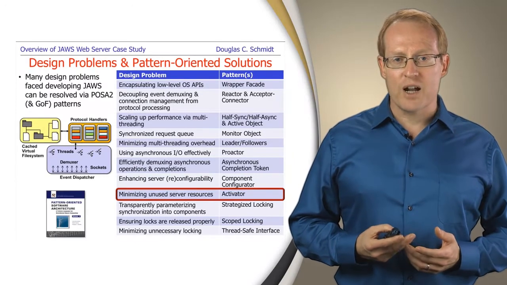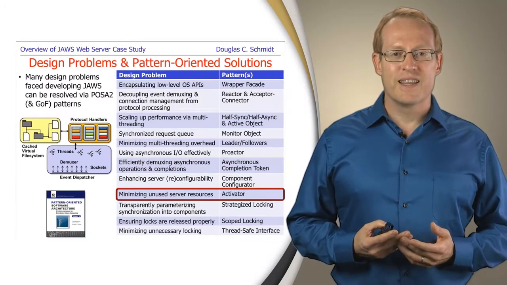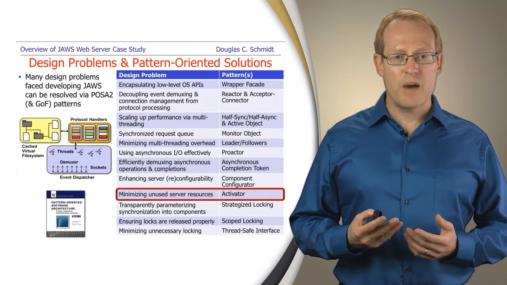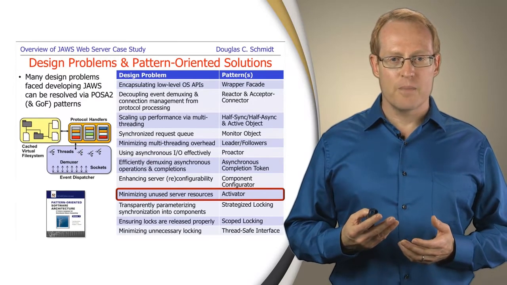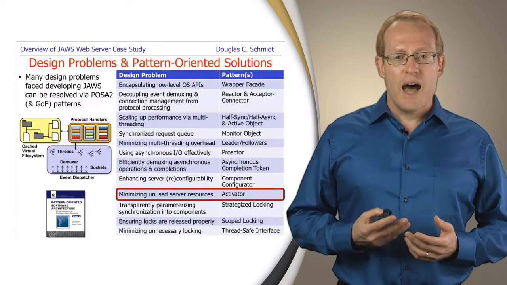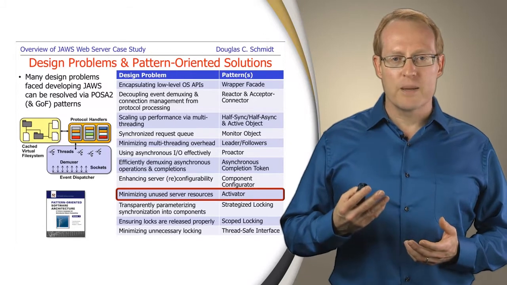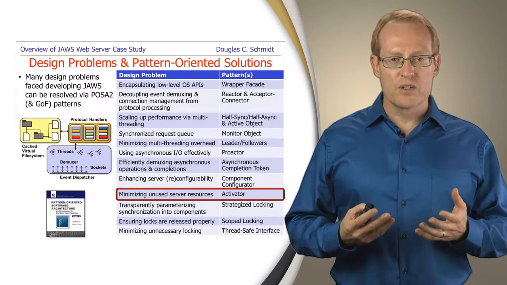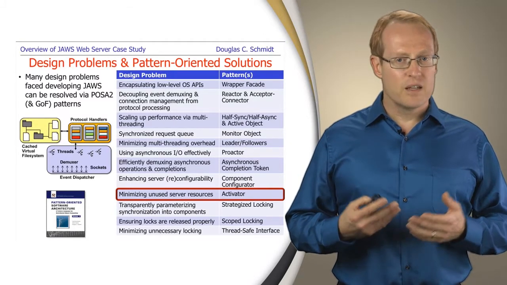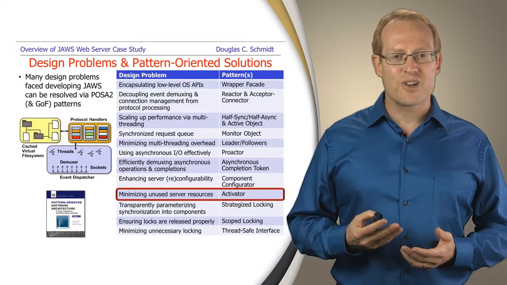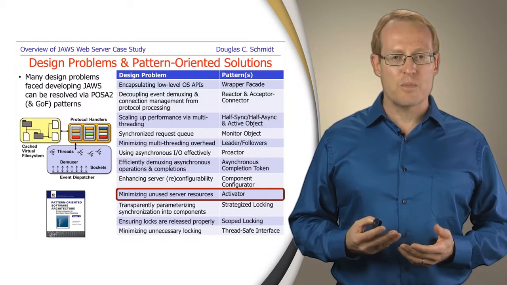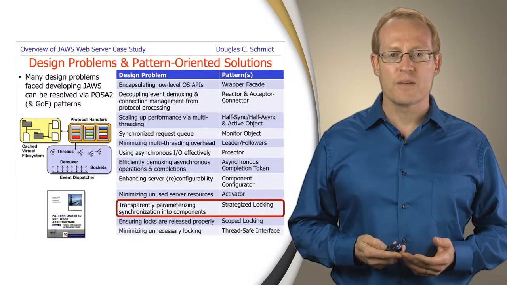We'll also next talk about a pattern that does not appear in the POSA 2 book. This pattern is briefly summarized in the POSA 4 book and also appears in a paper that you can get from my website. This pattern deals with ways of minimizing the utilization of resources when clients are not actively accessing those resources. The pattern is called the activator pattern, and we'll talk about this pattern and illustrate how to apply it to JAWS.